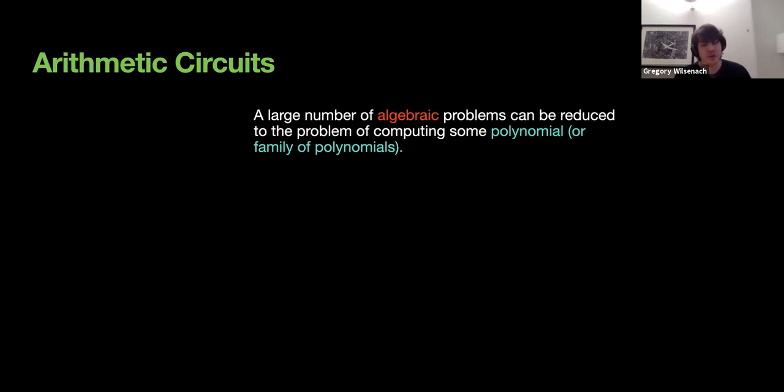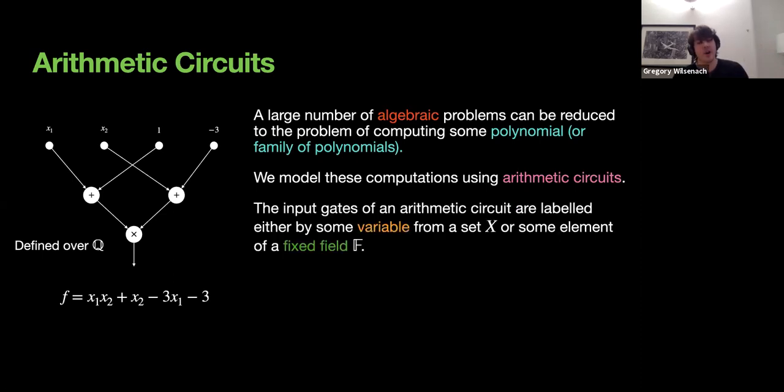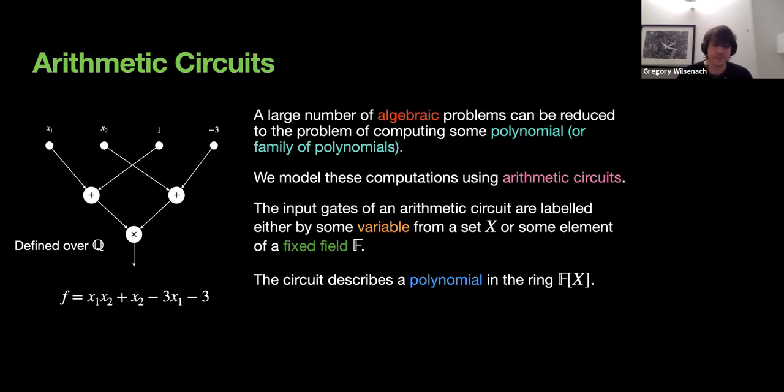problem of computing some polynomial, or as is often the case in complexity theory, where we're interested in doing things asymptotically, we rather think of the problem of computing a family of polynomials. So let me give you an example of an arithmetic circuit. It's a circuit just the same way as defined previously, except now the input gates are labeled by either variables from some fixed set of variables, or field elements from some fixed field F. And the idea is that this circuit describes a polynomial in the ring F[x].